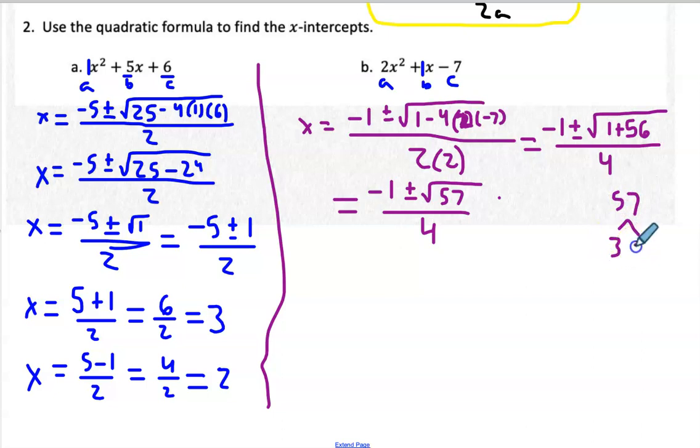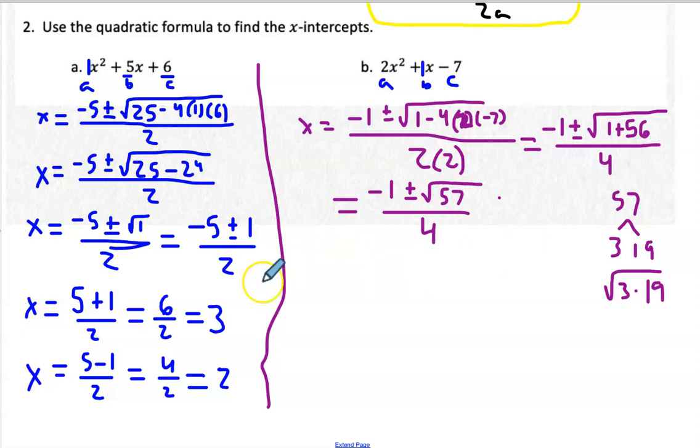57 is equal to 3 times 19. 3 and 19 are both prime numbers. So if I did the square root of 3 times 19, there's nothing I can take out. There's no matching pairs. So the square root of 57, it's not prime, but it does not break down at all. So it's going to remain the square root of 57. So this, I can't go any further. This is how we would leave our answer.